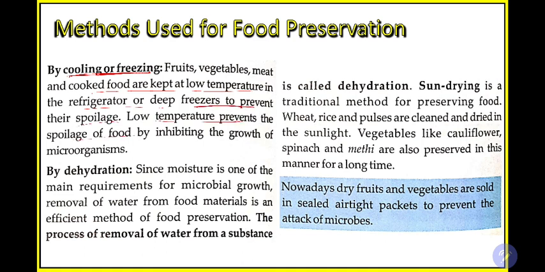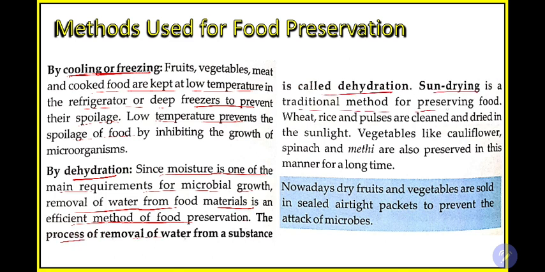Okay, in the beginning I explained that foods can be stored with the help of temperature treatment, that is low temperature or high temperature. Whenever we store food, vegetables or fish in low temperature in a fridge, microbes cannot attack it, so ultimately they are preserved. By dehydration, since moisture is one of the main requirements of microbial growth, removal of water from the material is an effective method. The process of removal of water is dehydration.